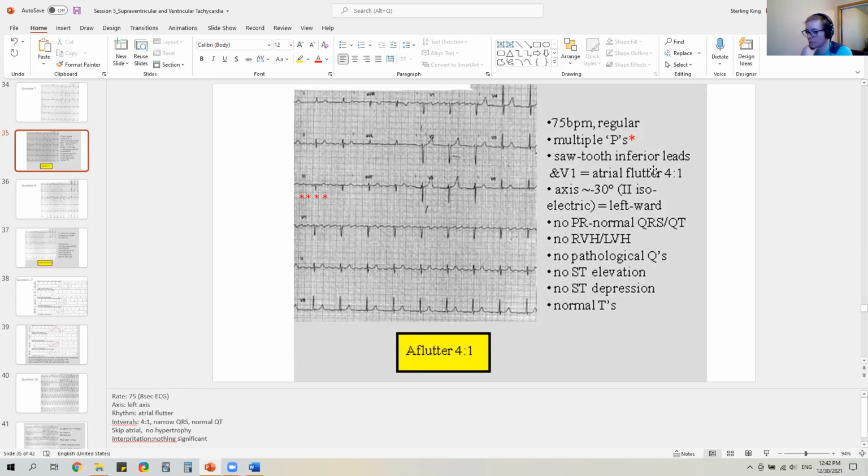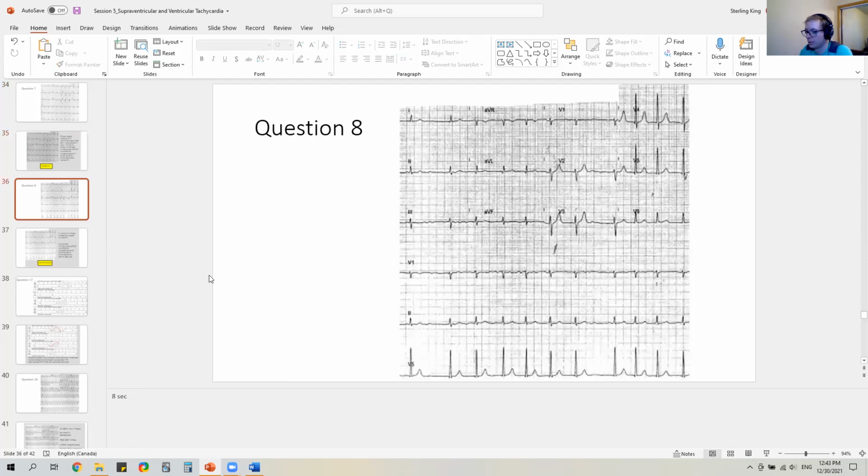Sawtooth in the inferior leads, so atrial flutter 4-to-1. Atrial flutter interval, yeah, we said 4-to-1. Axis -30, leftward, so left axis, got it. No PR, normal QRS, normal QT, yeah. No hypertrophies, got it. No pathological Qs, yeah. No ST elevation or depression, yeah. Normal Ts. So our interpretation was correct, nothing significant there.